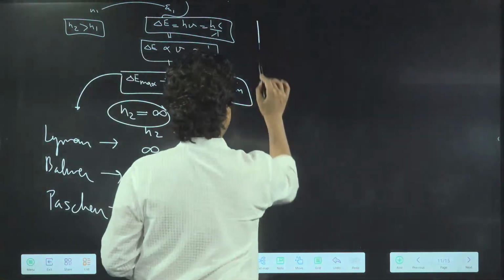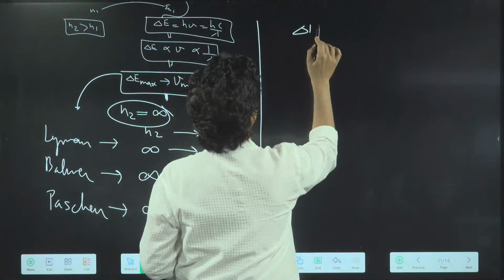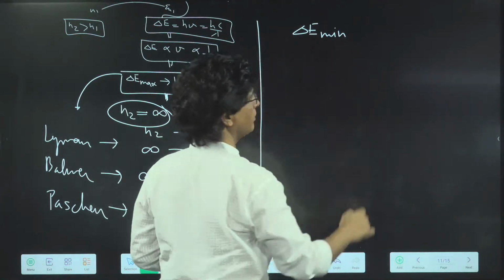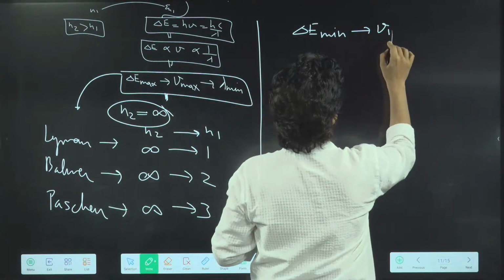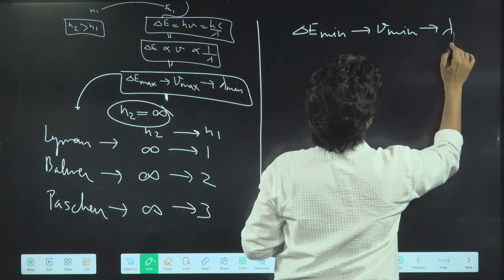Now one more thing. If I want delta E to be minimum, the energy of the photon to be minimum, I will like to have frequency minimum and also what? Lambda maximum.